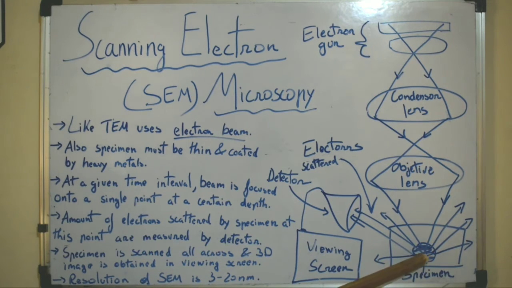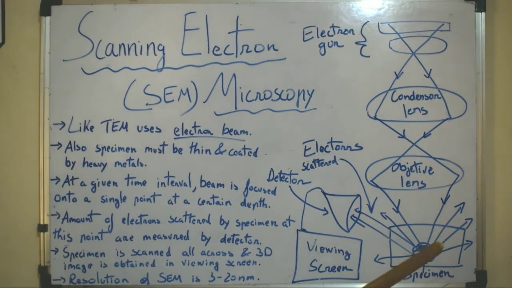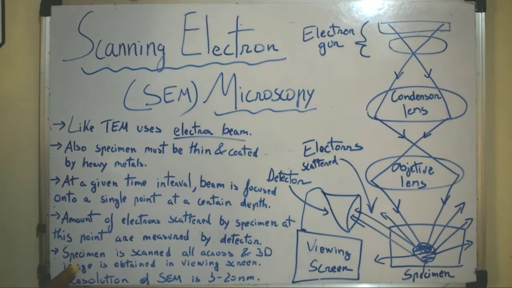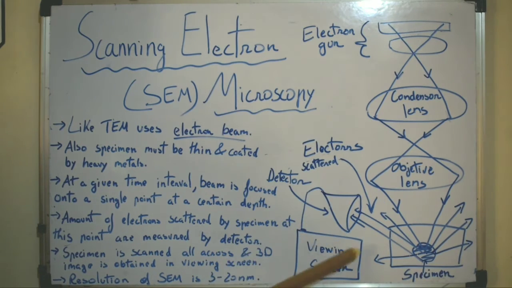Now the amount of electrons which are scattered by the specimen from this point is measured by the detector. In this way the whole specimen is scanned all across, and the detector detects all the electrons which are scattered, and a final image is formed on the viewing screen.